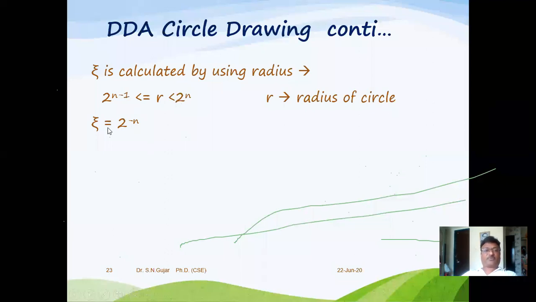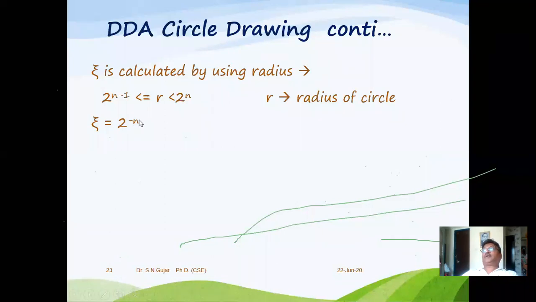So how is this epsilon found? Epsilon becomes 2 raised to power minus n. First of all, you have to put these things in this R equation. From this R equation, you already know the radius of the circle. Suppose the radius of the circle is 50. So you put 50 over here and increment the n value. Once this condition is satisfied, pick up the n value and put it over here. So then what is epsilon? Epsilon is equal to 2 raised to power minus n.